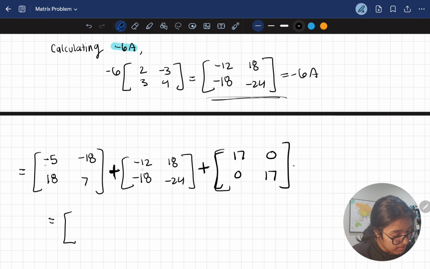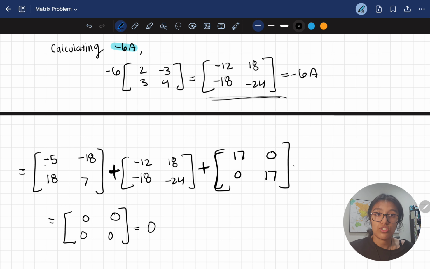We have minus 5, minus 12, and then 17, that's 0. Minus 18, 18, that is also 0. 18, negative 18 plus 0, that is also 0. I think you see a pattern. 7 minus 24 plus 17 was 0. And that is a null matrix, and that is just going to be equal to 0. So the left-hand side is proved to equal the right-hand side for sure.